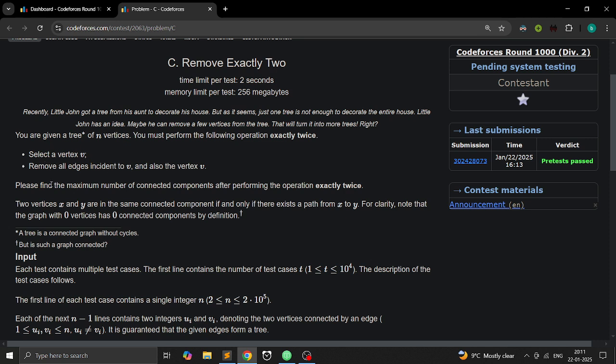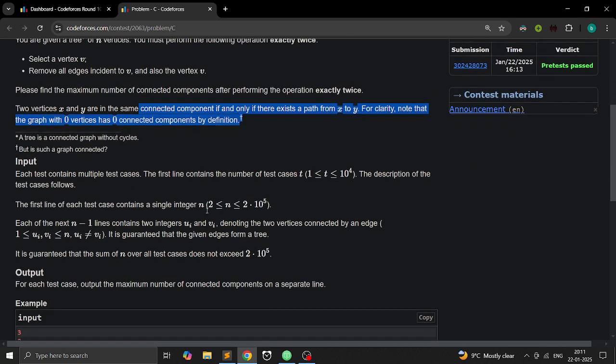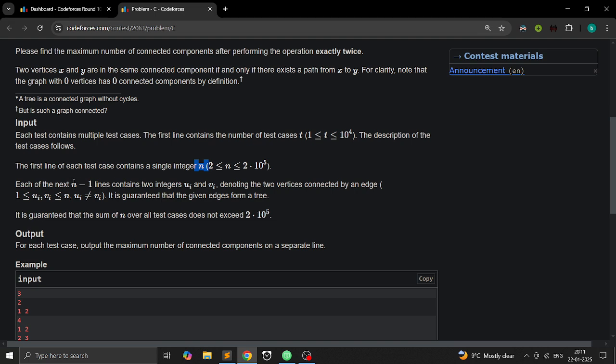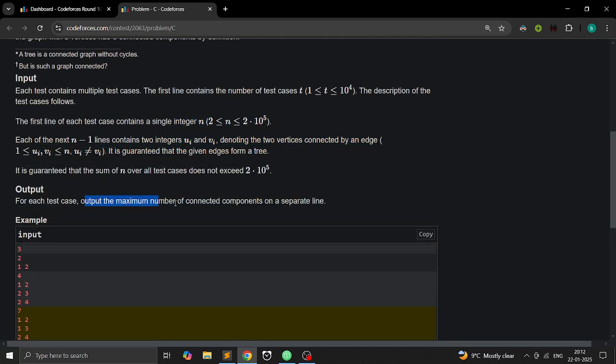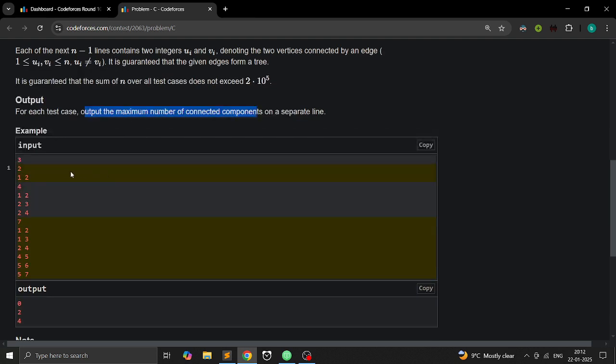After removing those two vertices, please find the maximum number of connected components after performing the operation exactly twice. So after removing the vertices, we have to find the maximum number of connected components. That's the only question. These are some definitions. In the input, we are given n and n minus 1 edges, basically denoting a tree, and we have to output the maximum number of connected components.